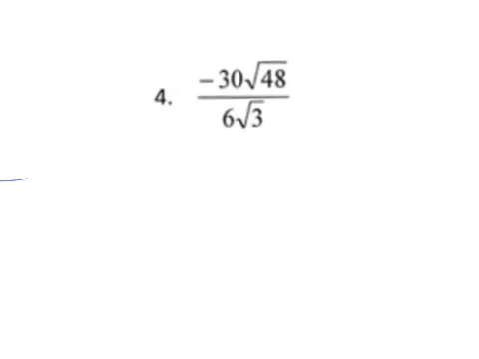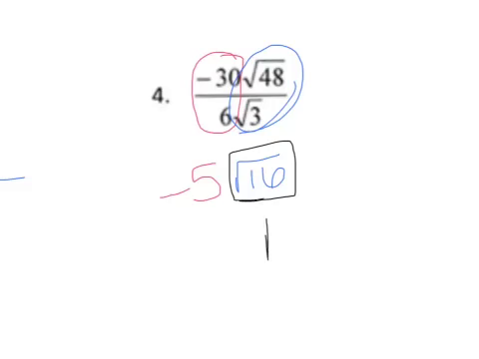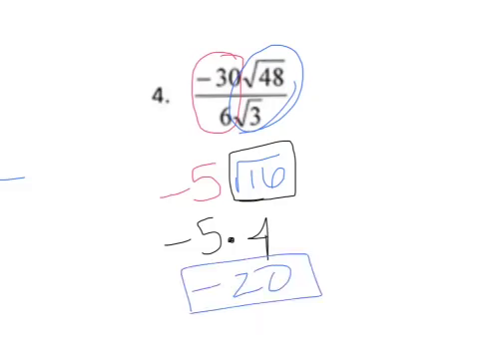Okay, now we're going to look at this one. So this is an interesting case. We are again going to divide the negative 30 by the 6 and get negative 5. Then we are going to divide the 48 by the 3 and get radical 16. So the interesting thing here is the fact that the square root of 16 is in fact a perfect square. So this is going to break up into a 4, and we're going to times it by negative 5. And then my final answer would be negative 20. Okay, that's question number 4.